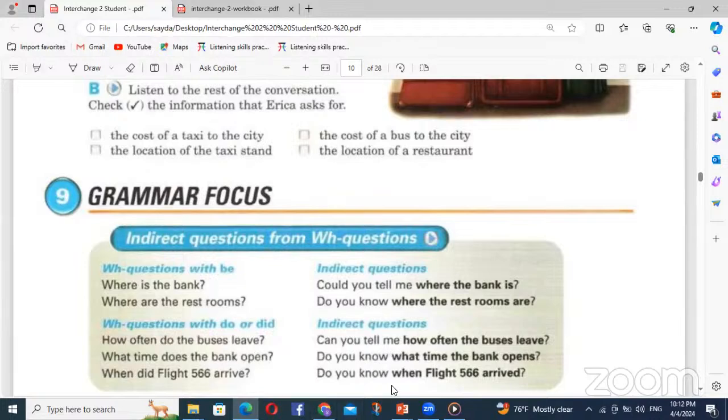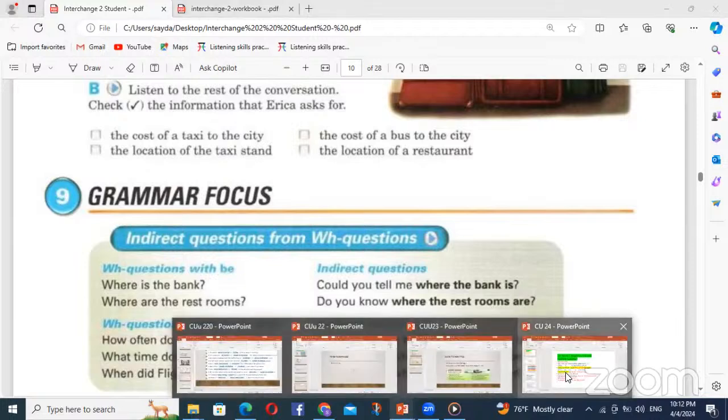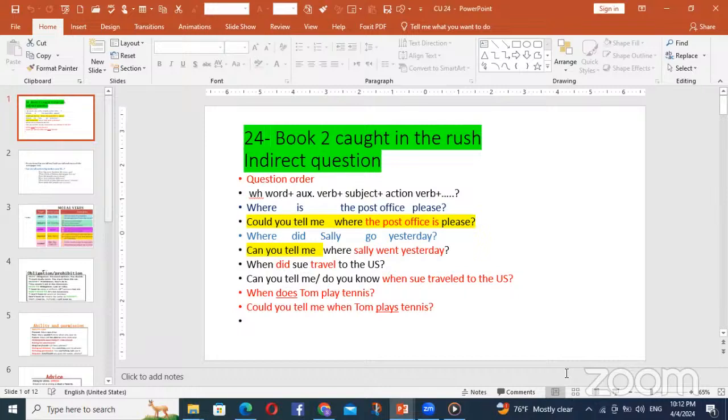Here, do you know when, and the subject flight 566. Okay, we cancel did and put the verb in the past. The verb arrive, I put it in the past. Why in the past? Because here I used did. I cancel did but I put the action verb in the past, so it becomes arrived. It means that I change the sentence from a question into a sentence. In the question order we use the WH word with the auxiliary, subject, and action verb.